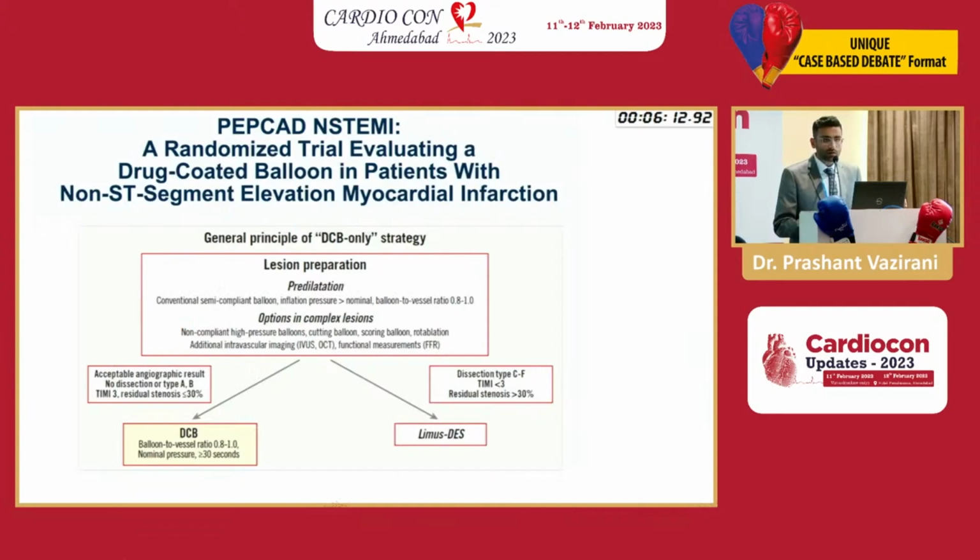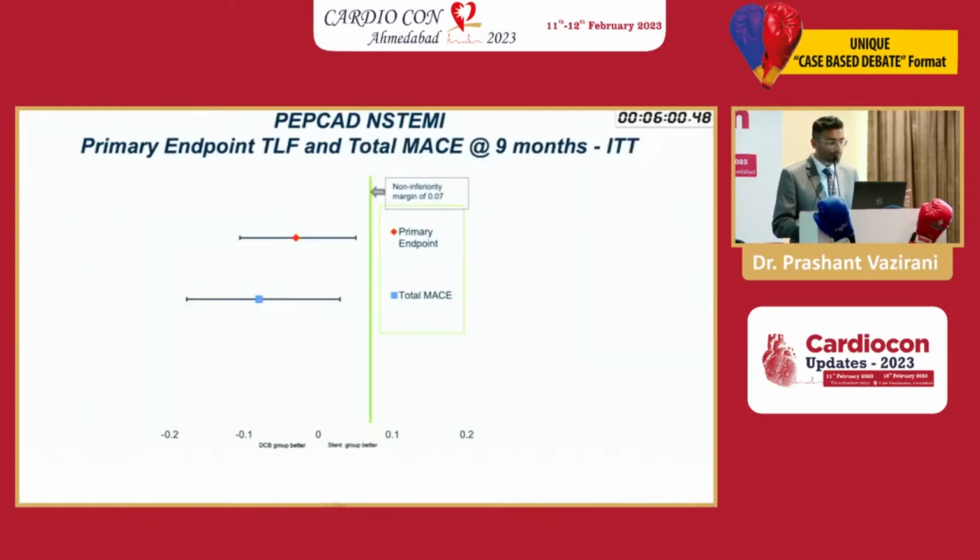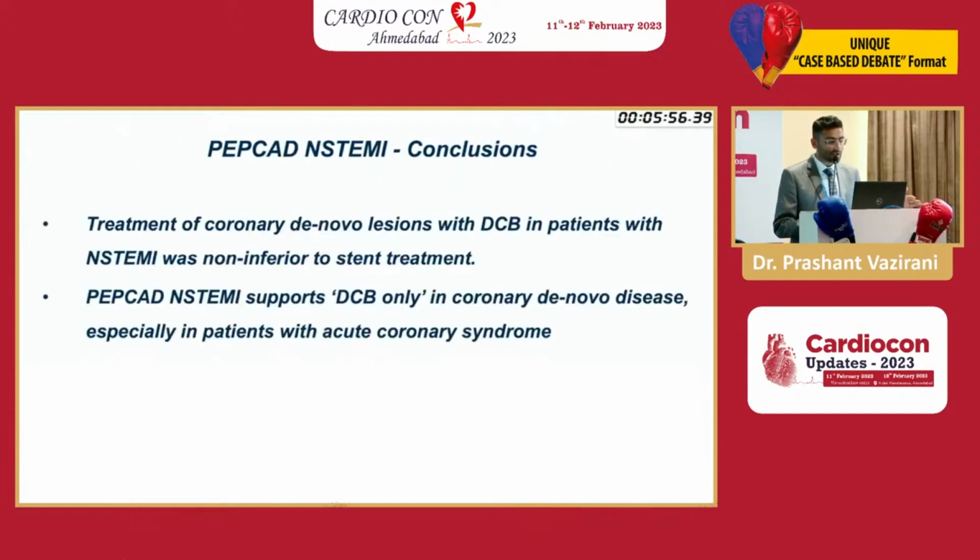What about our subset of patients, the NSTEMI patient who is coming? Can we treat them with a DCB? This was presented in the PEPTIDE NSTEMI trial, in which there were both arms, a drug-coated balloon arm and a DES arm. This trial also showed non-inferiority data at 9 months, and concluded that treatment of coronary de novo lesions with a drug-coated balloon was non-inferior to the stent treatment.